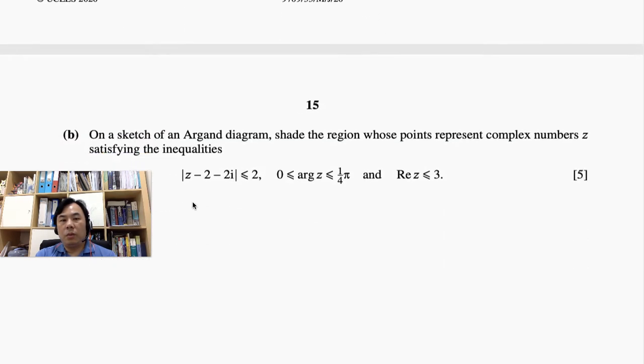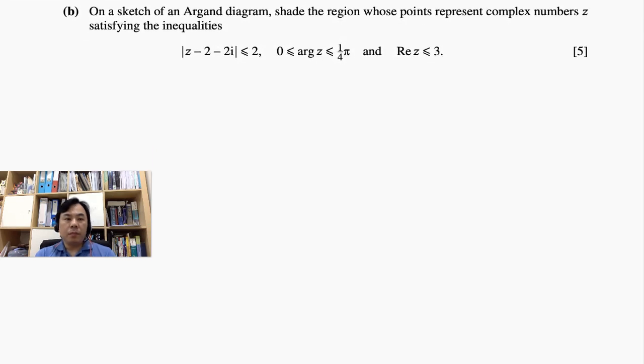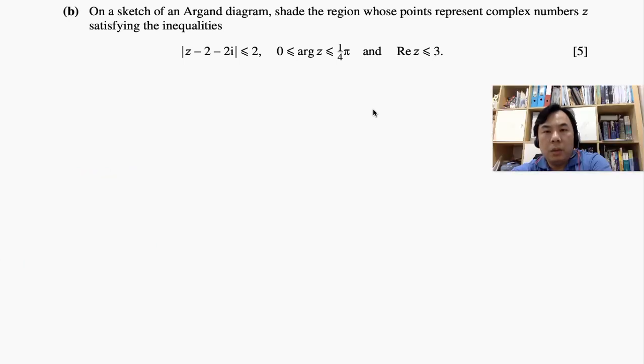Okay, let's move on to B now. On a sketch of Argand diagram, which is just another different perspective of Cartesian coordinates, shade the region whose points represent complex number z satisfying the inequality below here.